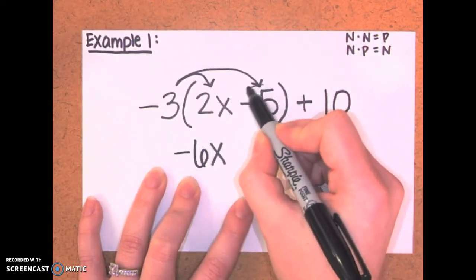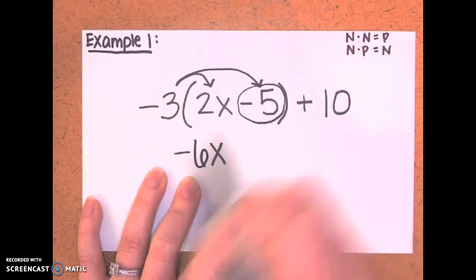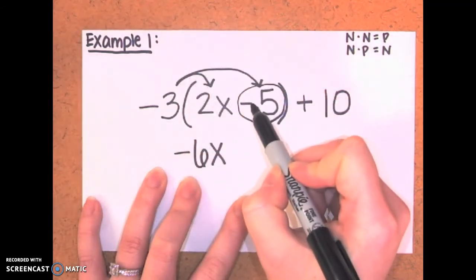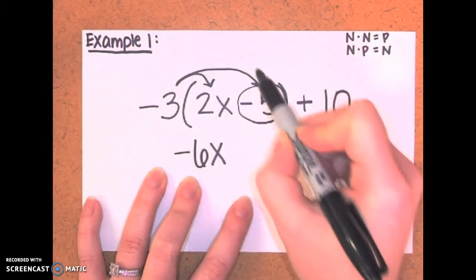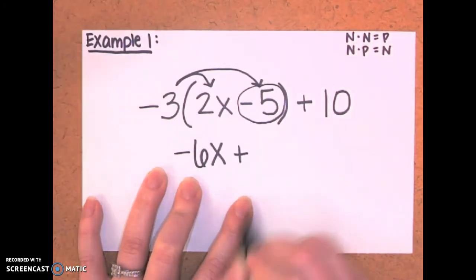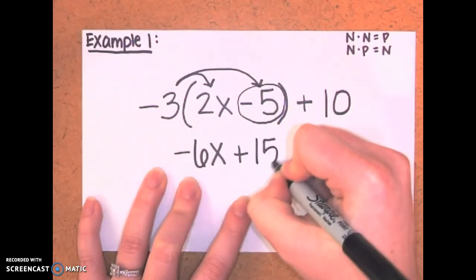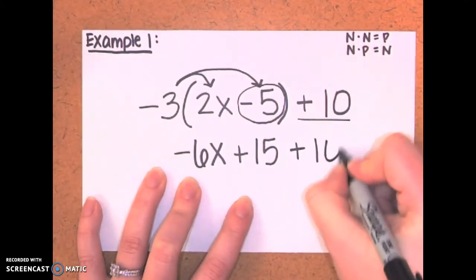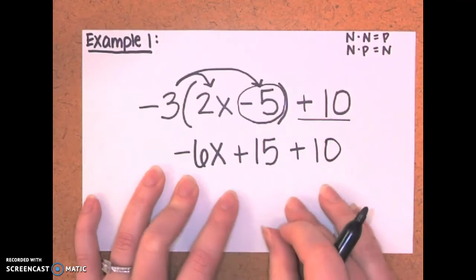You want to think of this as a -5. So now you're going to do -3 times -5. A negative times a negative is a positive. 3 times 5 is 15. And then this end part, I'm just going to copy down like so.